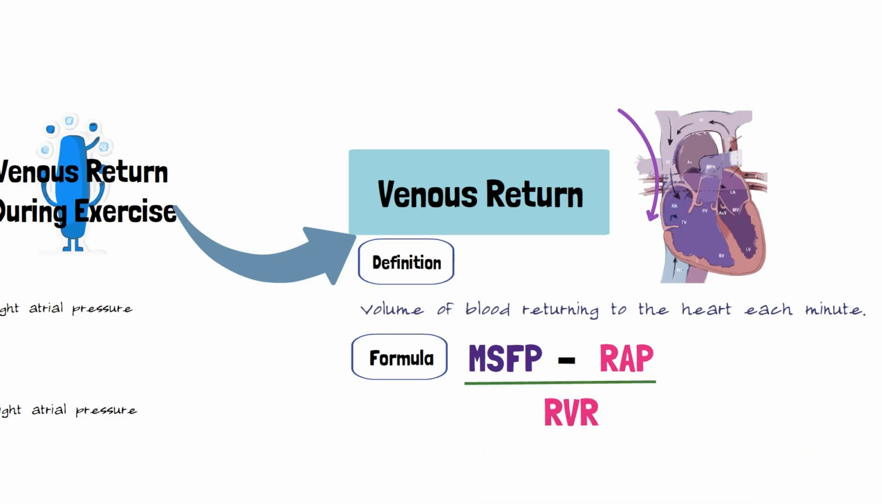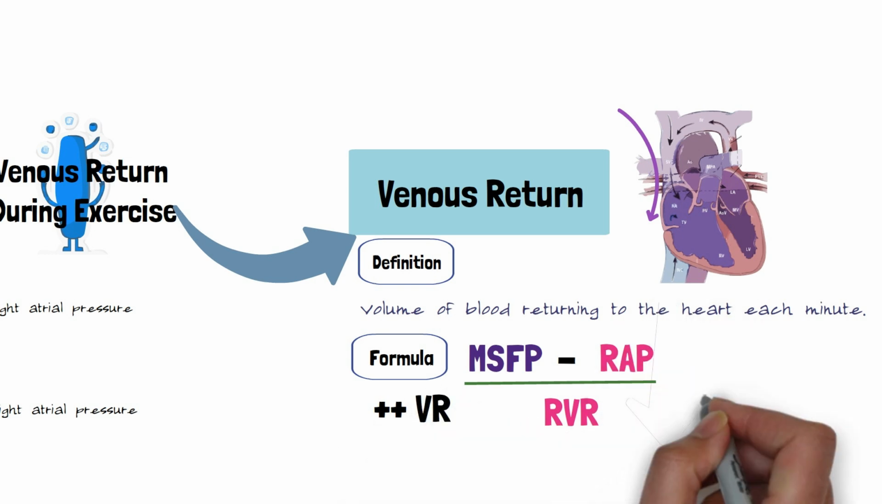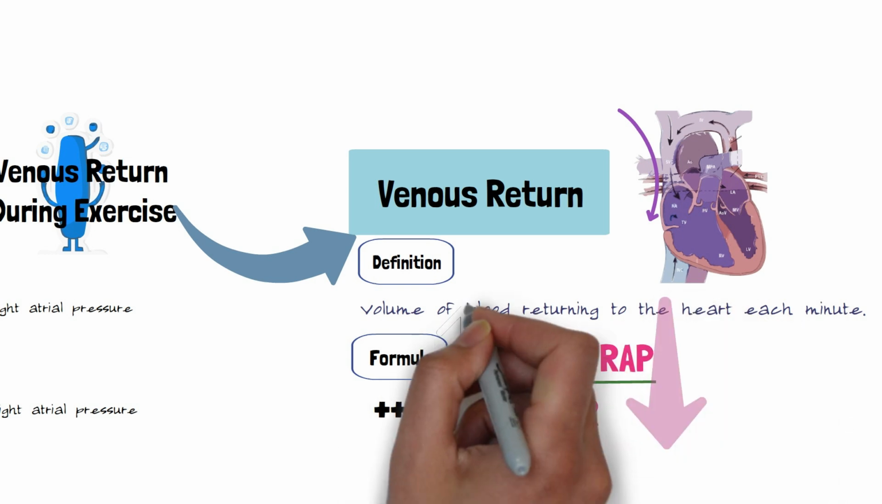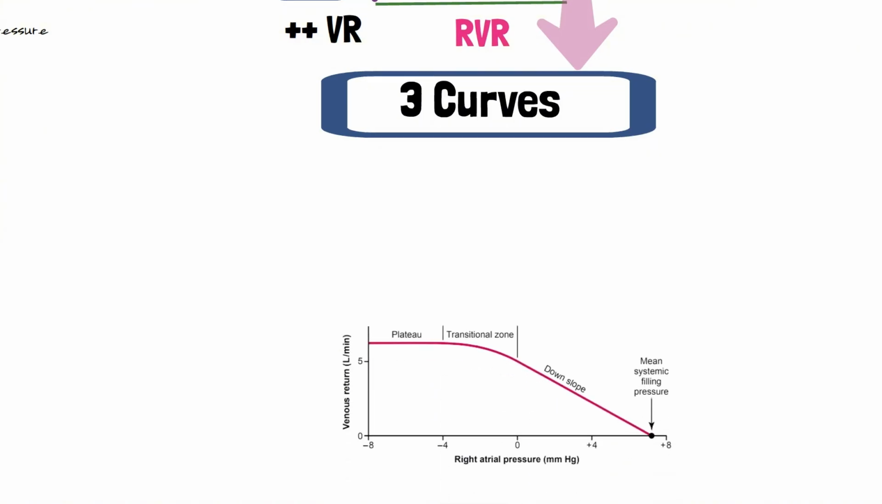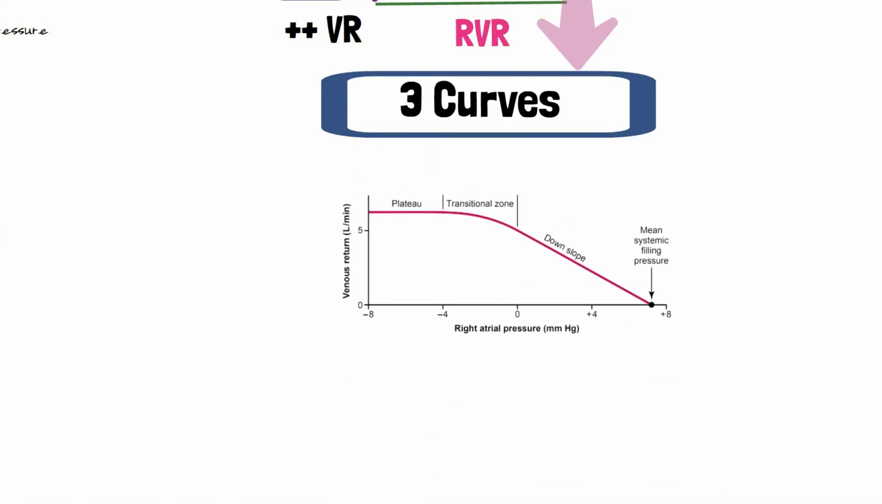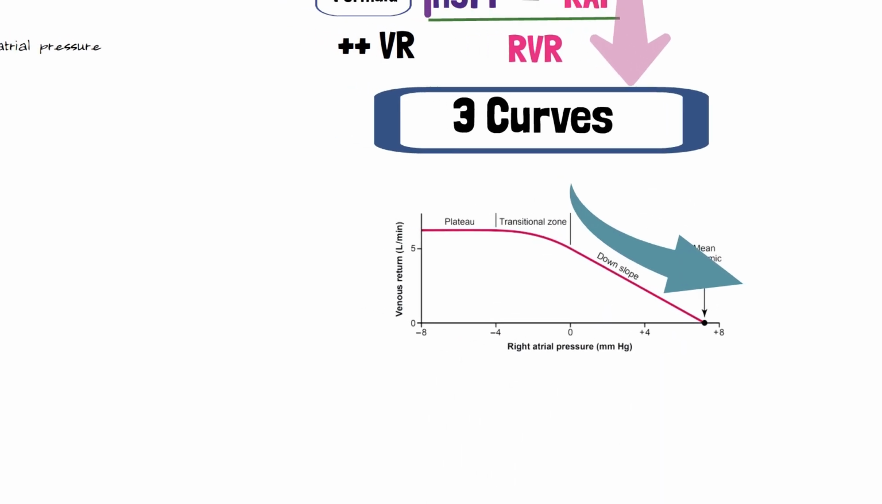First, the curve is the relationship between the right atrial pressure and the venous return. It's inverse, and there's an intercept point at which the venous return equals 0 when the right atrial pressure equals the mean systemic filling pressure. The other point is the plateau, when the right atrial pressure falls below -1.